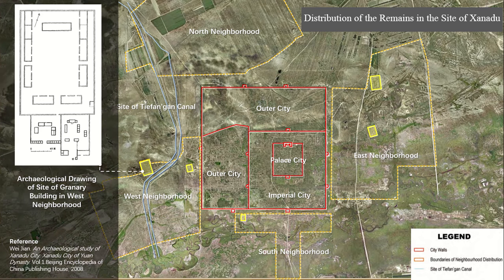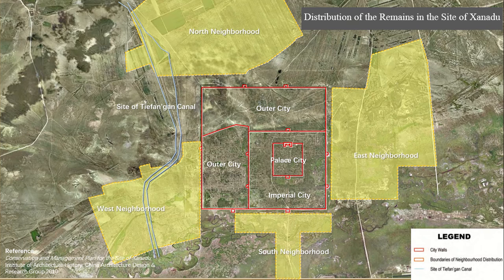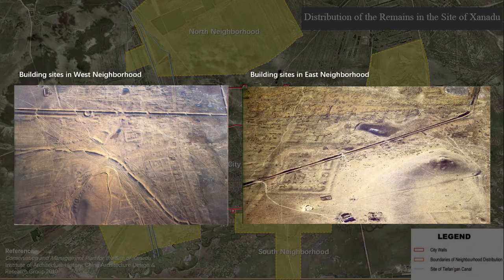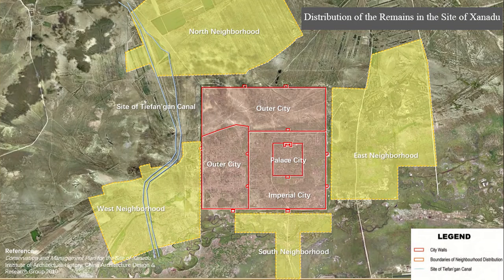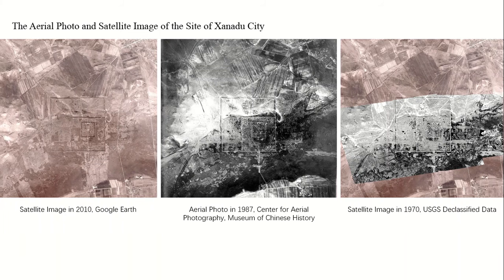However, there are still a great deal of building foundation sets and road ruins in the neighborhoods unexcavated. The area of the neighborhoods is obviously much bigger than the city area. So, the large building complexes and the general direction of road ruins can be recognized by aerial photography and satellite imagery in the case that there is no archaeological excavation.